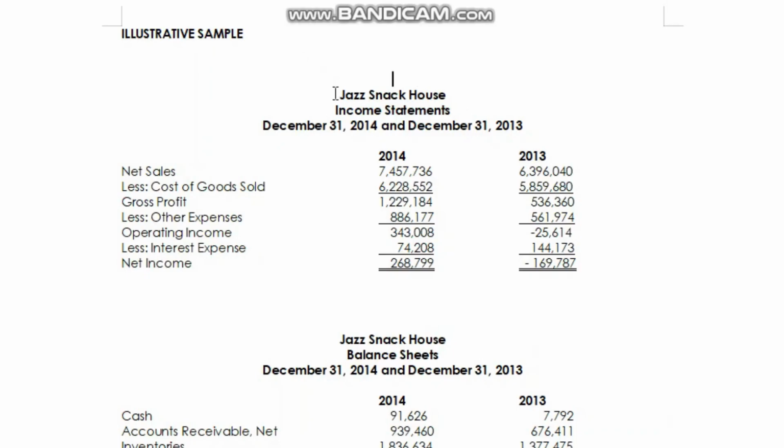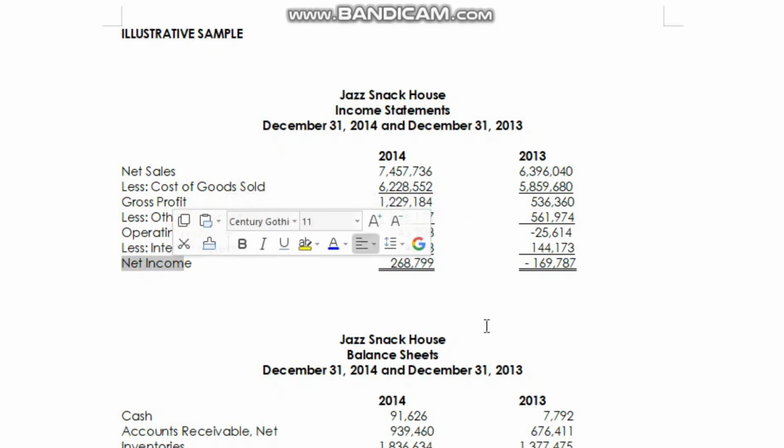This one would be the information that we're going to use for the vertical analysis and the horizontal analysis. So you have just Snack House income statements. The first column is for 2014, and then the second column would be the income statement for 2013. So you have net sales less cost of goods sold. You're going to have the gross profit, and then gross profit less other expenses. You're going to have your operating income, and then operating income less interest expense would give you your net income.